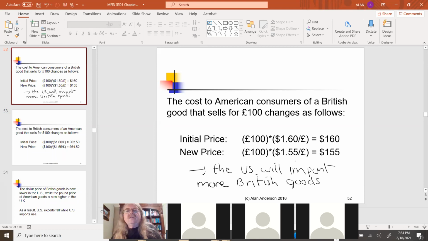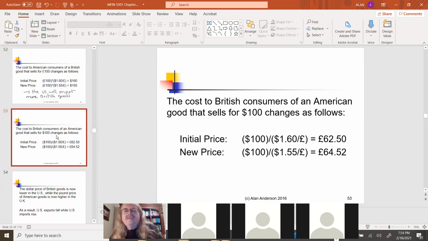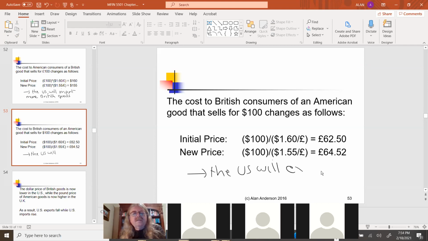Okay, so let's take a look now at what happens when in Britain to American goods. So here, this good is something that sells for $100 in the United States. Now, initially, that cost British consumers 62.50 pounds. But look what happens now. It goes up to 64.52. So the US will export fewer goods to the UK.